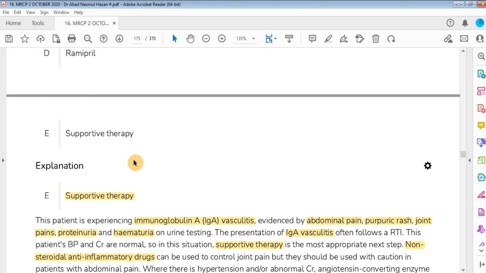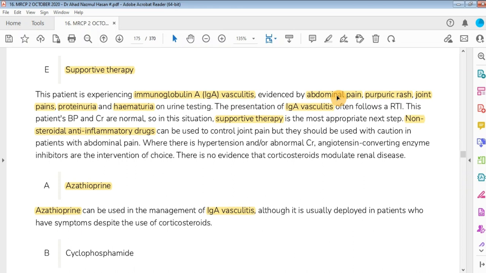This patient is experiencing IgA vasculitis, evidenced by abdominal pain, purpuric rash, joint pain, proteinuria, and hematuria on urine testing. The presentation of IgA vasculitis often follows a respiratory tract infection. This patient's BP and creatinine are normal, so in this situation, supportive therapy is the most appropriate next step. And the patient will just need an NSAID as a part of supportive therapy for the control of joint pain.